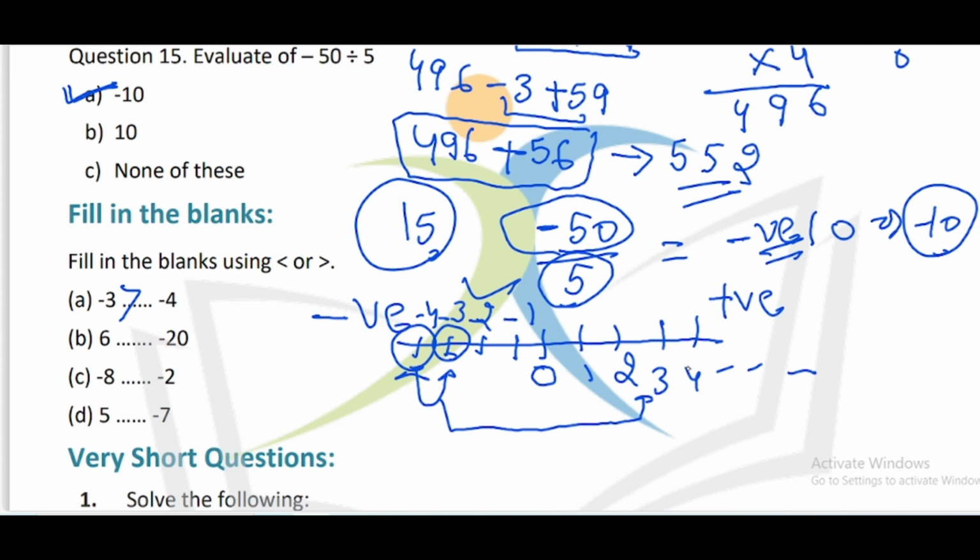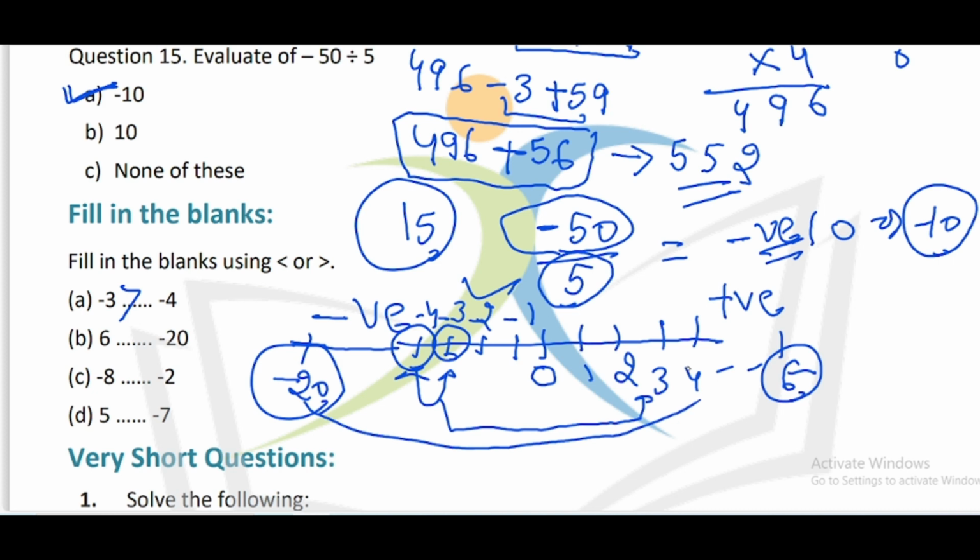Then the next is plus 6 and minus 20. Let's see, plus 6 is on the right side of the zero, and minus 20 is on the left side of the 0. It means plus 6 is to the right of minus 20. It means 6 is greater than minus 20.